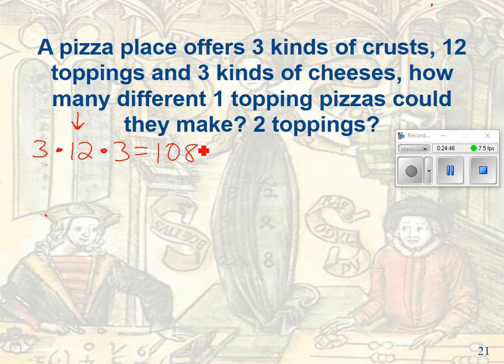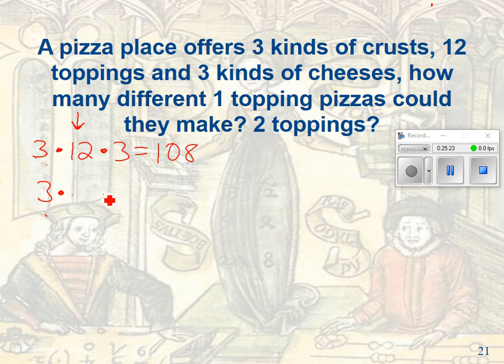How about 2 toppings? What would we do then? Just double it, right? You think that'd work because you're adding another topping, or would you double 12? I don't think so, so let's think about it. No, because once you use one topping, you're taking away one. It'd be 3 times 11, because if you use one topping, that's one of your options you've taken away. Oh, I see. Okay, now I understand the question. So is it just 3 times 11 times 3?